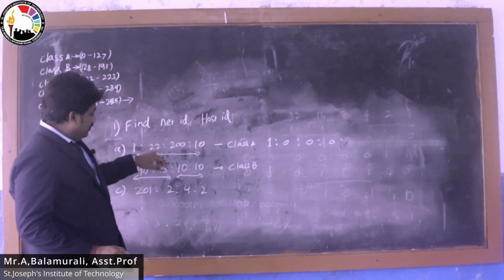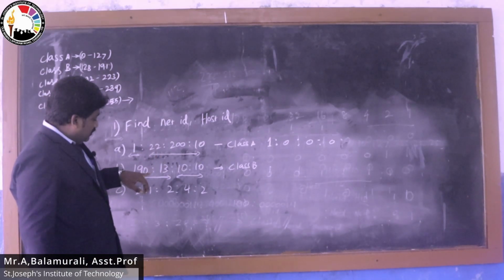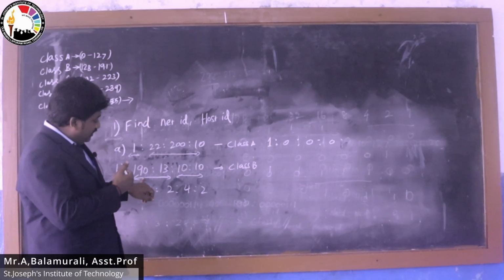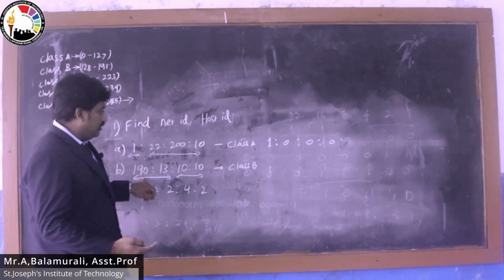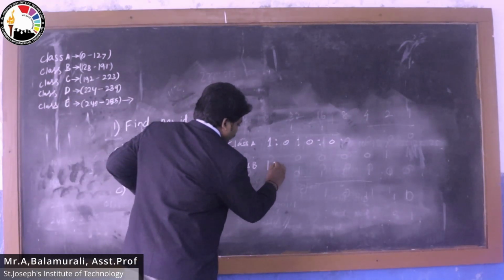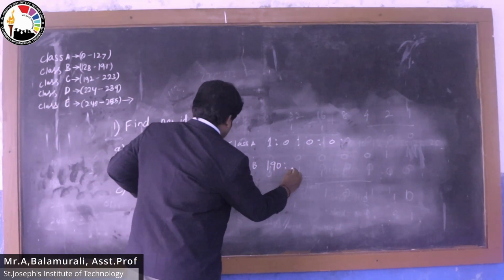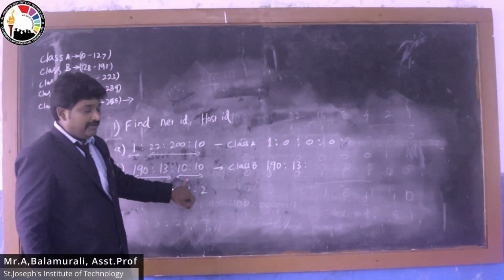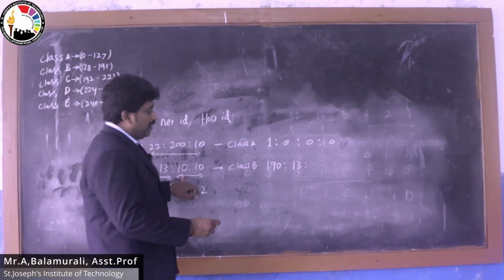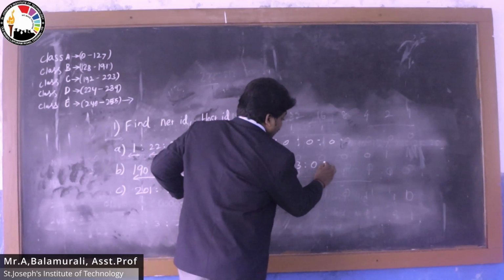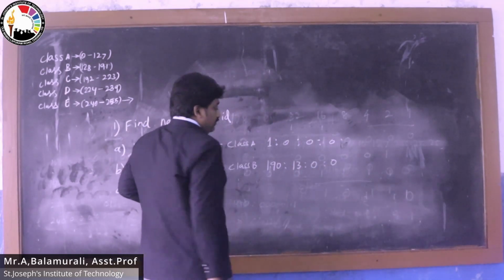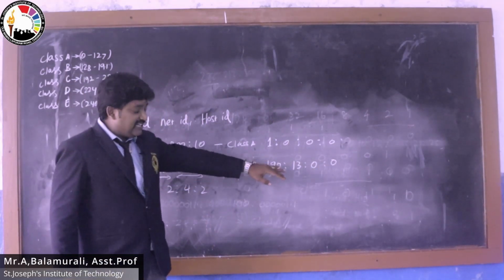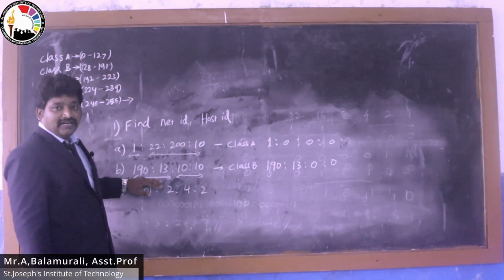I already told in the previous problem, for the net ID numbers you have to write the same number by default. 190 is to 13. So 2 partitions they are having host value, right? In that host value you will mark 0, because we are going to find only the net ID. So this is the net ID for this IP address.